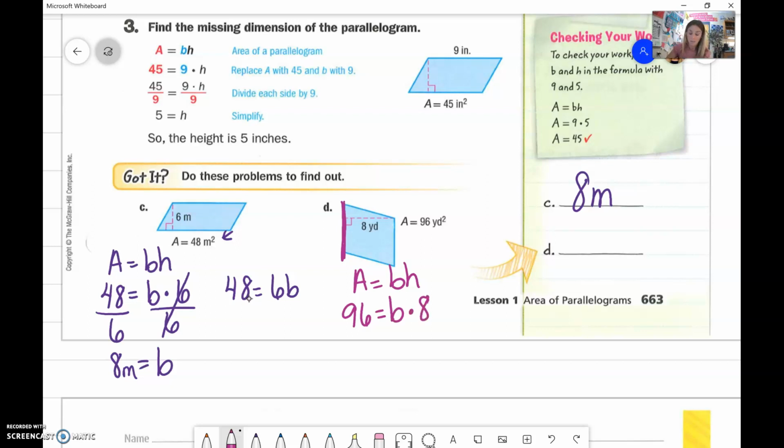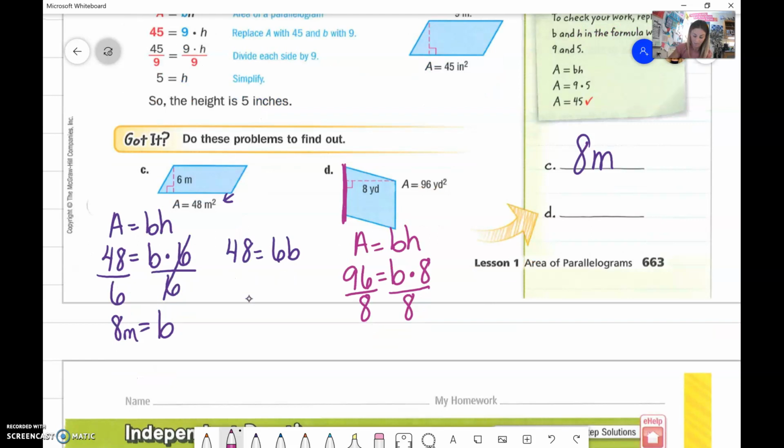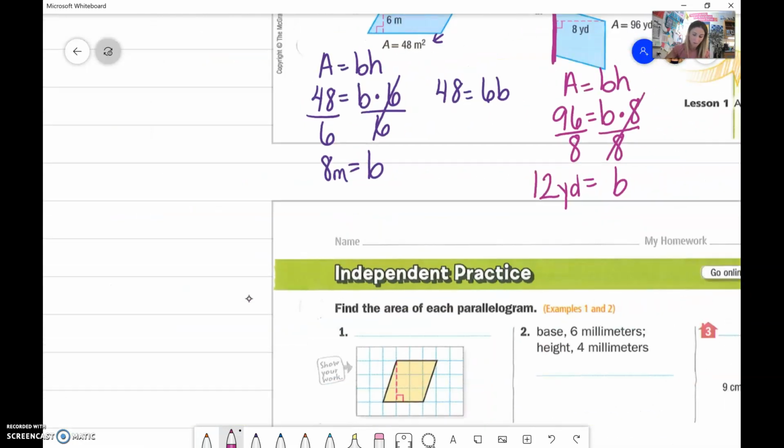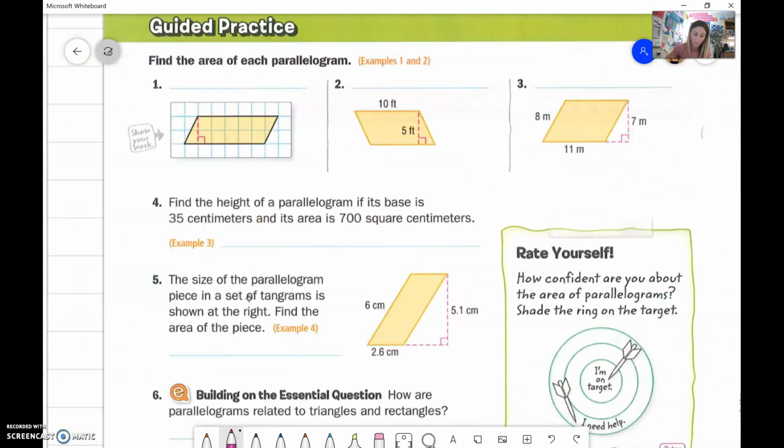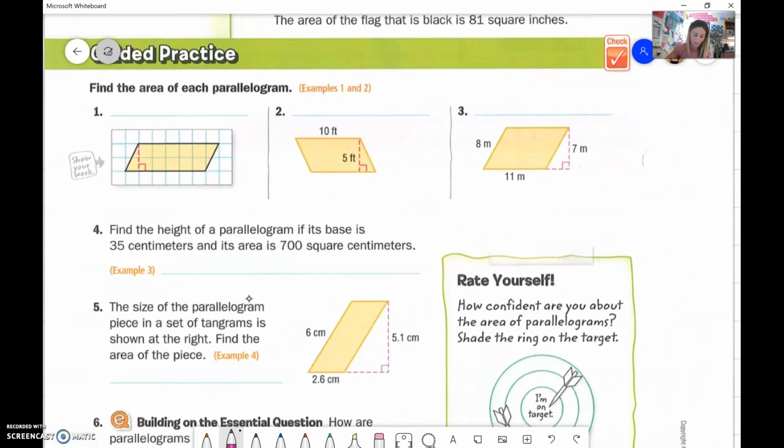So if I'm multiplying by 8, the inverse operation of multiplying by 8 to get that b by itself is dividing by 8. So I'm left with b. 96 divided by 8 is 12, and I'm going to use my units of measure, which is yards. So 12 yards. Okay, let's move over to the next page, and we're going to do some practice problems together.